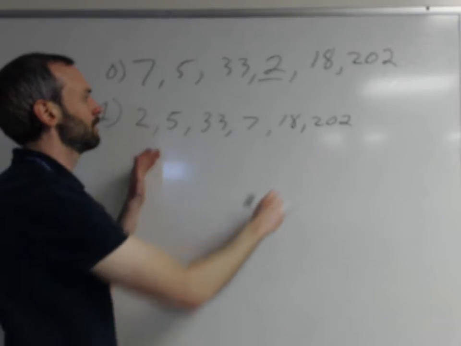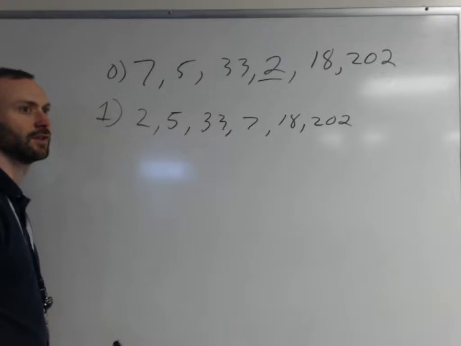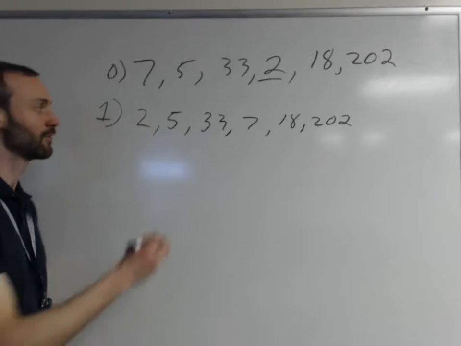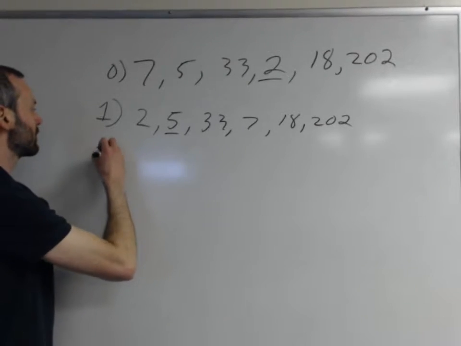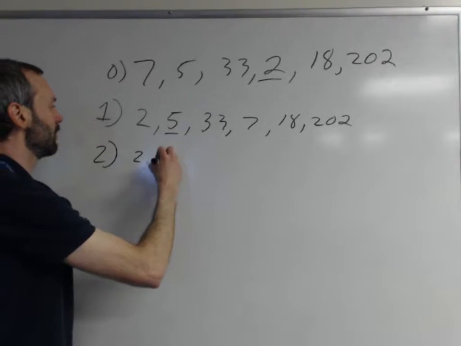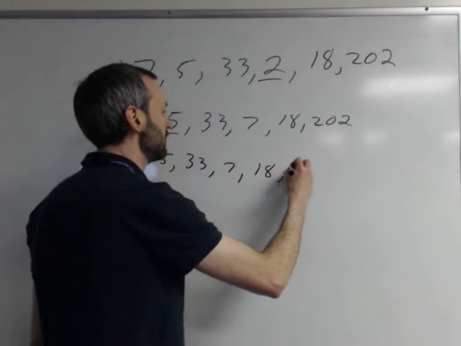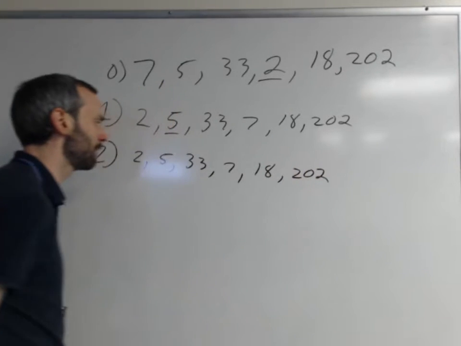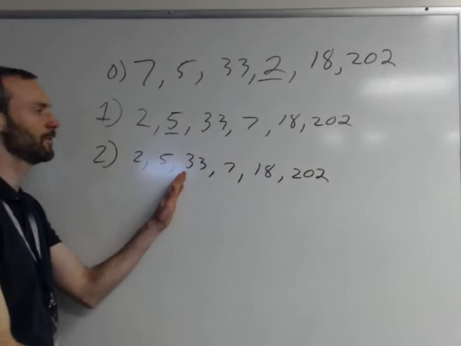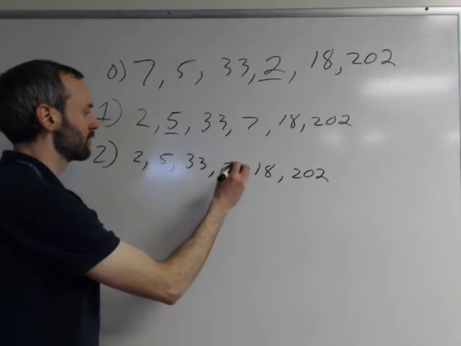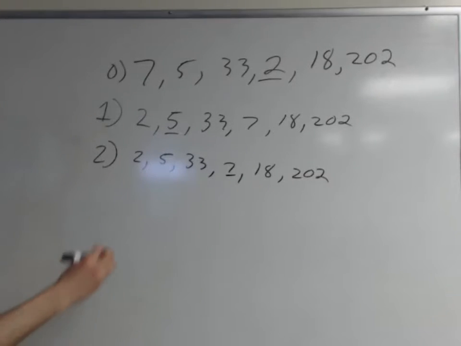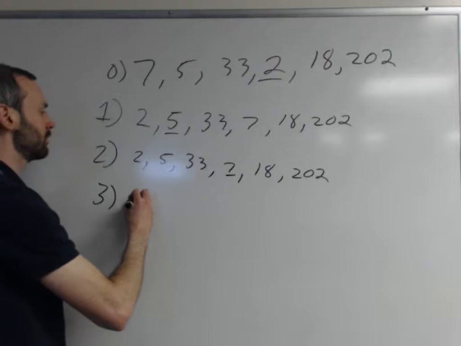We're going to start by selecting here and finding the minimum. What's the minimum? 5, great. Hey, we don't have to do anything. That's nice. So 2, 5, 33, 7, 18, 202. Okay. We start here. We find the minimum. What's the minimum? 7. All right. And we swap it with which number?